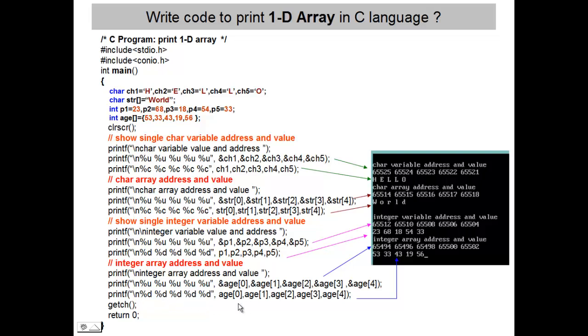Now the value of the array. Location index is 0, so age of 0 is 53, then age of 1 is 33, then age of 2 is 43, age of 3 is 19, and age of 4 is 56. So this program is for a one dimension array, showing how to use a one dimension array.